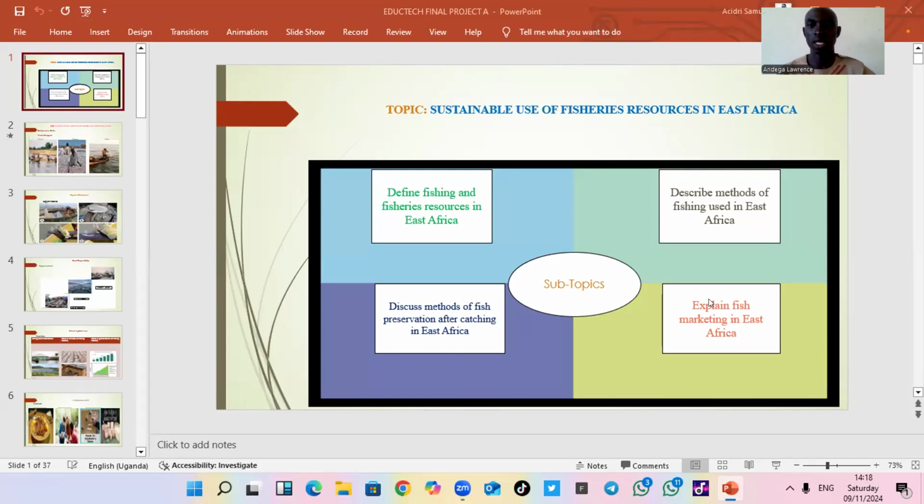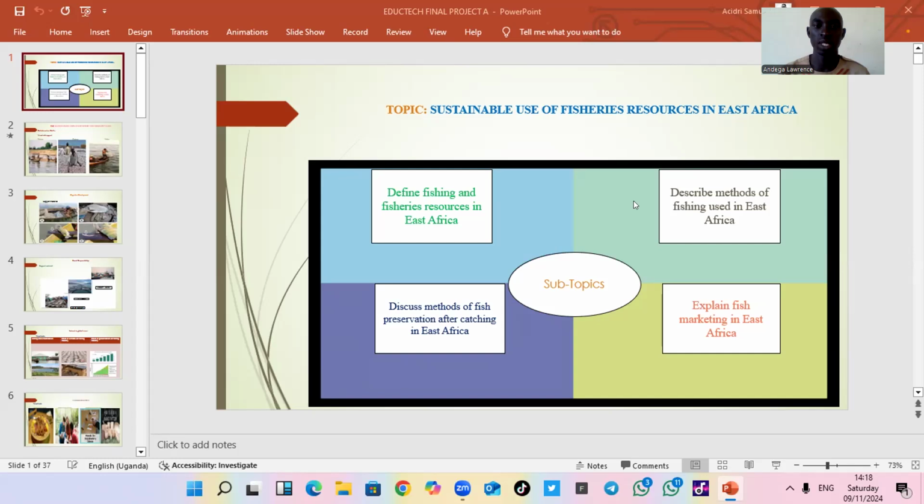In a special manner, I would like to welcome each and every one of you to this exhibition of mine. The exhibition is based on a topic which will be well supported by visualizations. And the topic is sustainable use of fisheries resources in East Africa.